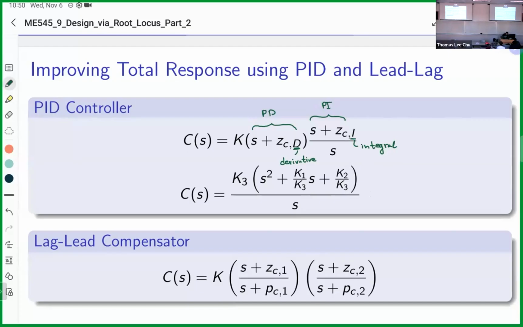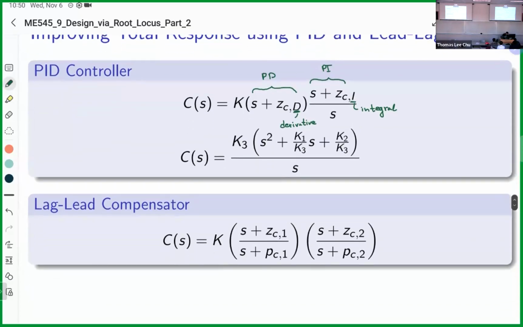Now, for lag lead compensator design, the structure looks the same. So the first one could be the lag, or the first one could be the lead. The second one could be the lag or the lead. It doesn't matter. It's more that you want to see the relationship of the pole and zero relative to each other. So this is the lag if the pole is closer to the origin while the zero is further away. And this would be the lead if we have the zero closer, or if we have the pole to the left of the zero.